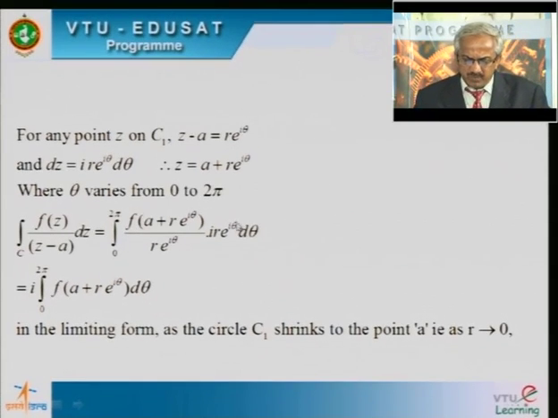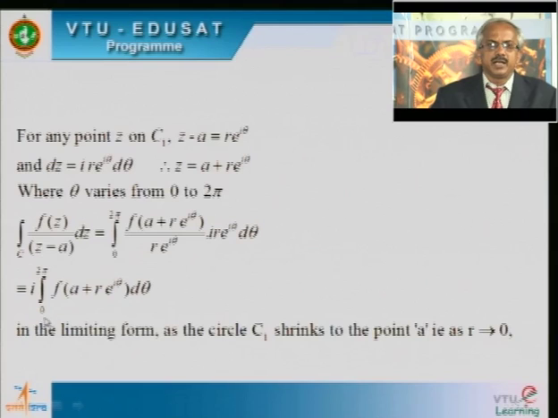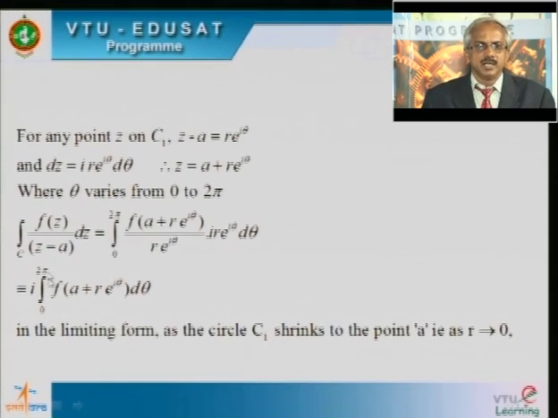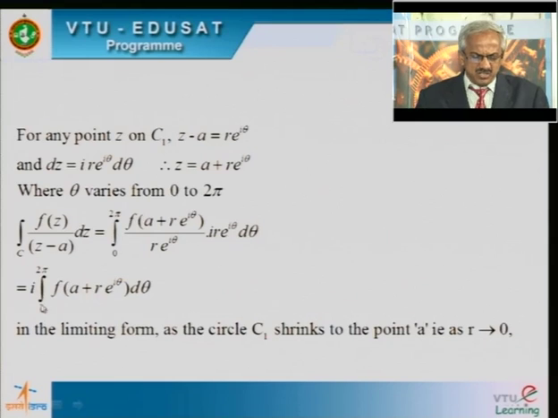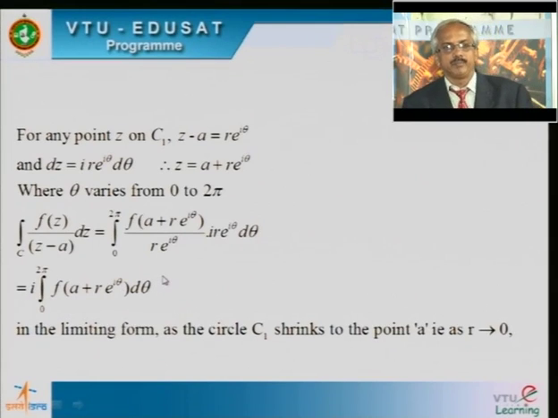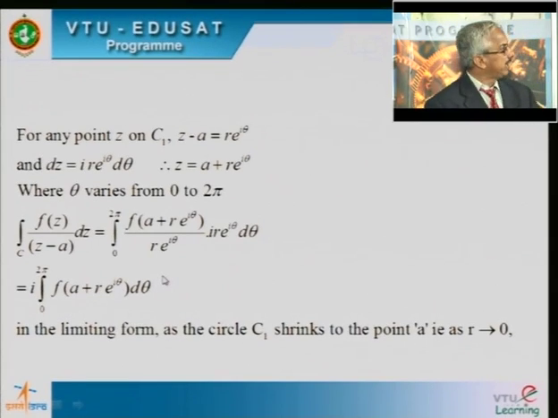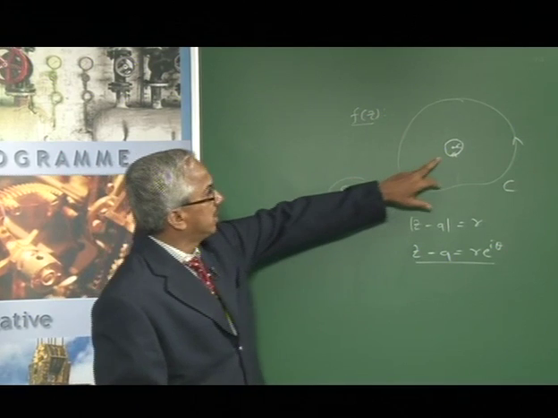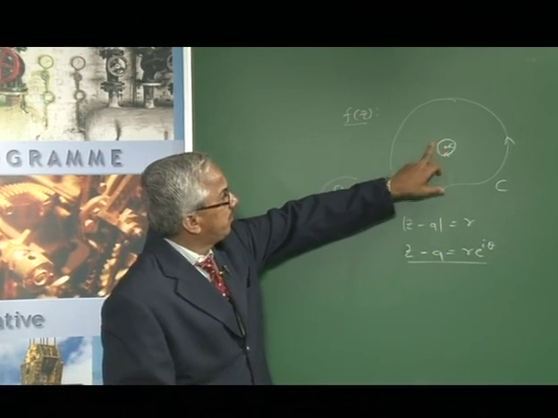Then after simplification we obtain the integral of I from 0 to 2 pi. Here e power I theta and R get cancelled, then you can take I as a constant out from the integral, and therefore I get the integral from 0 to 2 pi of f of A plus R e power I theta d theta.